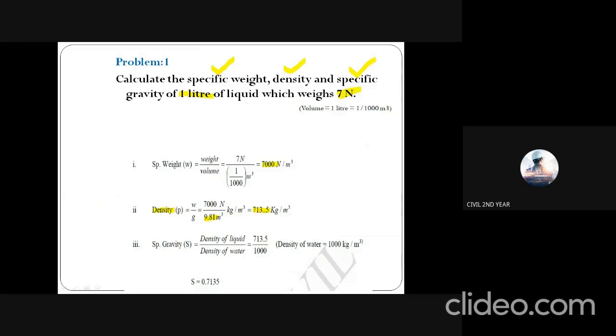The third parameter is specific gravity. What data do we need? First, the density of the liquid, which we have found, then the density of water, which is the standard one. The density of our liquid is 713.5, divided by the standard density of water, 1000 kg per m cube, put in the denominator. So 713.5 divided by 1000 is equal to 0.7135. This is the specific gravity of our given problem.